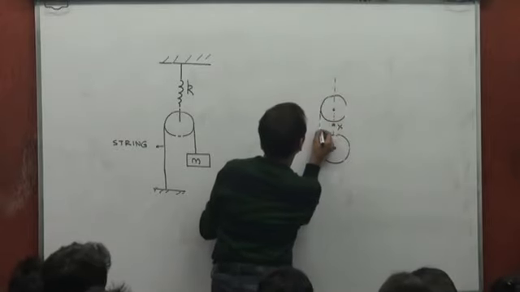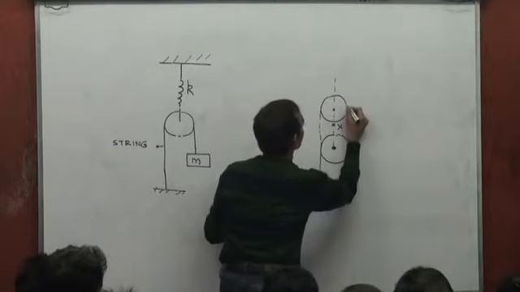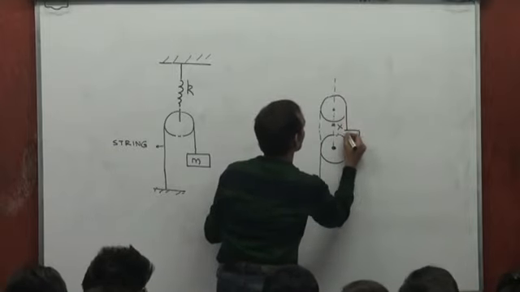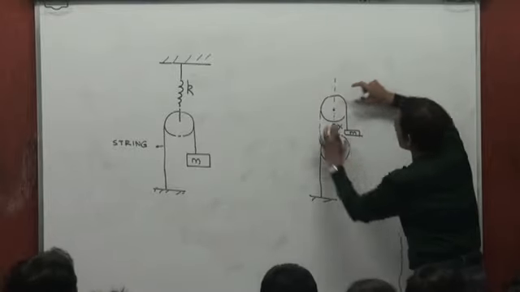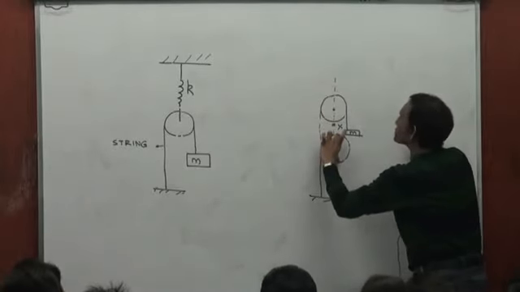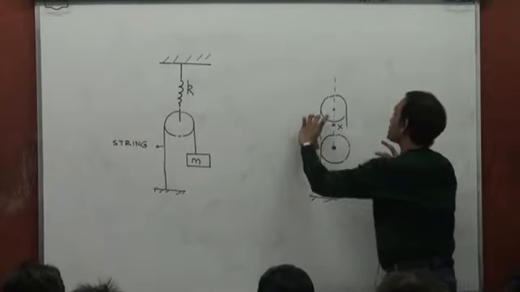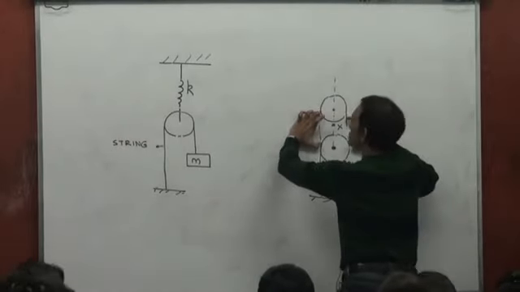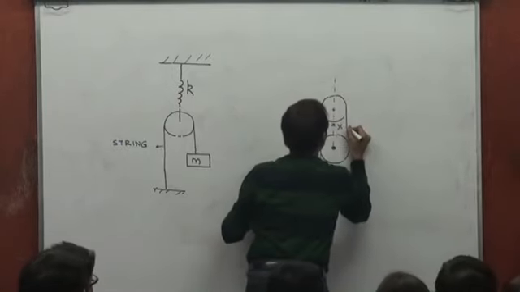Now, this was the original thread, right? So when the pulley comes to this position, do you realize that x units on either side of the pulley will get released?